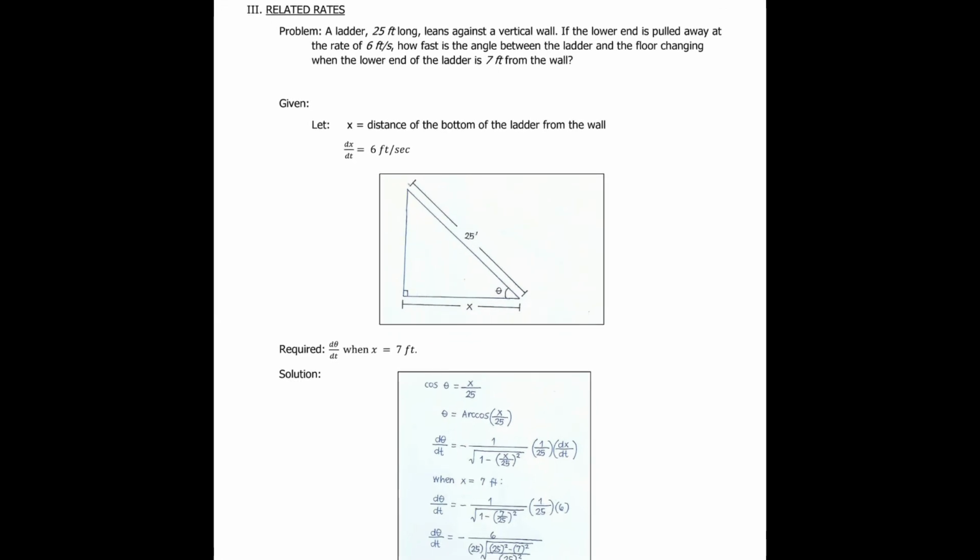Then, the third problem involves related rates. So, this time, we have a ladder. The ladder is 25 feet long and it leans against a vertical wall. If the lower end is pulled away at a rate of 6 feet per second, so the lower end is pulled away from the wall, at 6 feet per second. The question is, how fast is the angle between the ladder and the floor changing? So this is the angle theta.